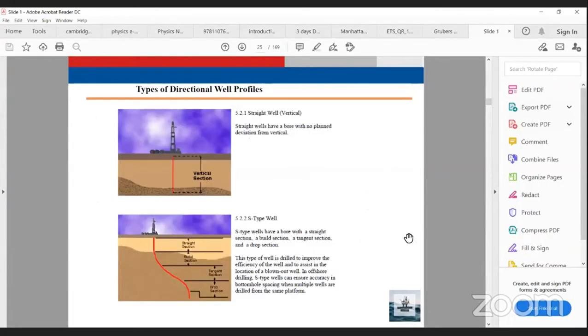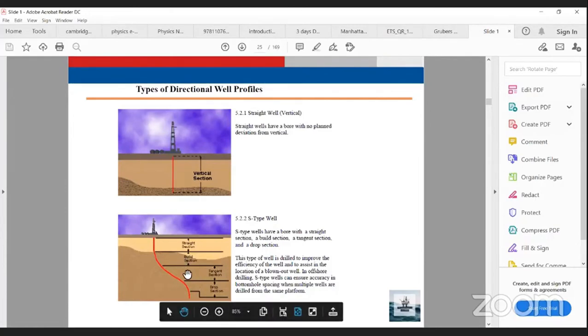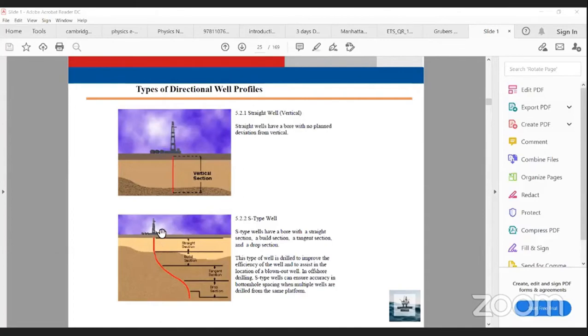There is some more explanation. This is the one in this picture. It is the ordinary one, the vertical straight well, which is not a directional well. The S shape, as I mentioned before, will have three sections. We start, then kickoff point, we call it the building section. Then we hold the angle, in this section we call it the tangent section. Then we decrease the angle, we call it the drop off section. This is the S shape type.